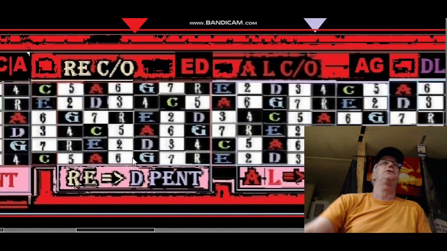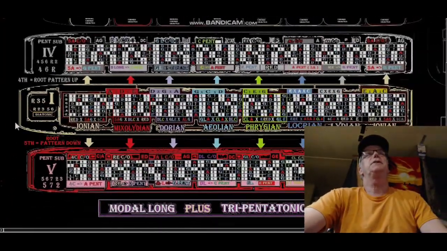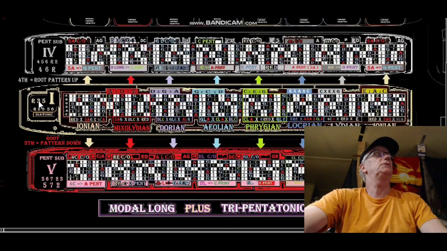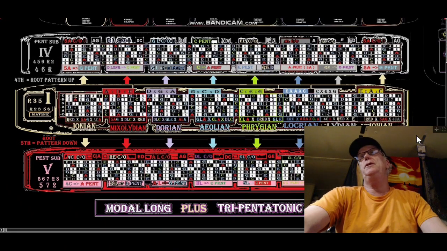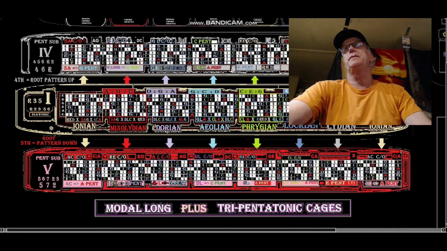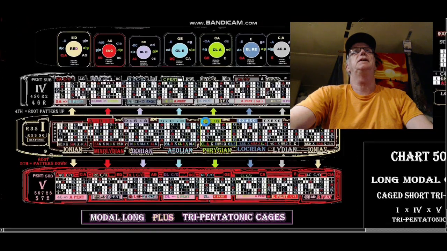the next cage shape. So E would go to D in the word. We have to press on with the guitar here. I'm sure you want to learn this stuff, you guys. So again, we have the new chart, and it's 501. I just call it long modal cages, and the cage short tri-pents. These are these guys: A, D, E, D, G, A, C, G, C, D.